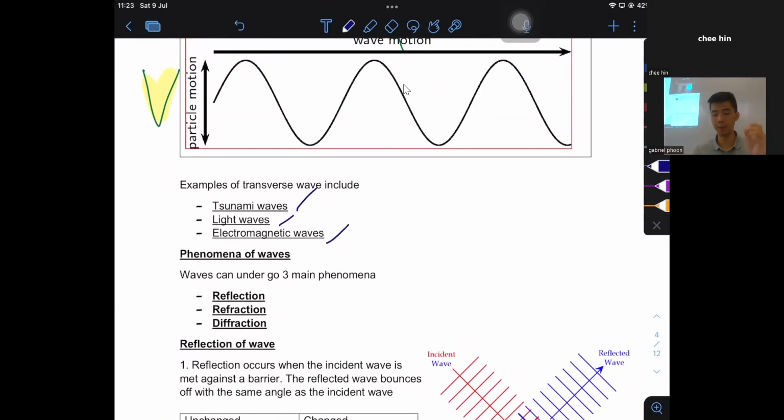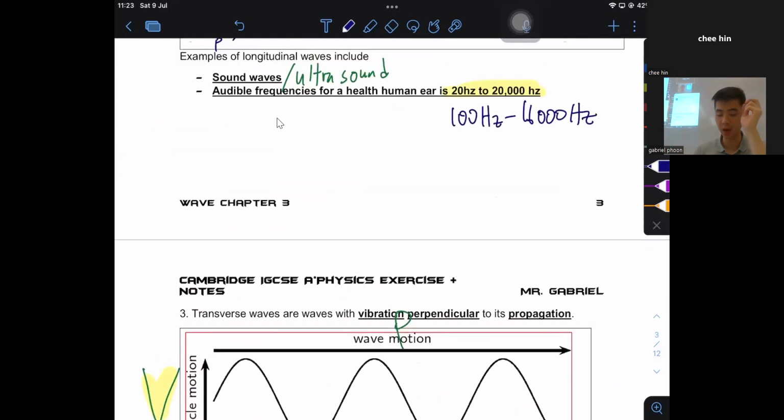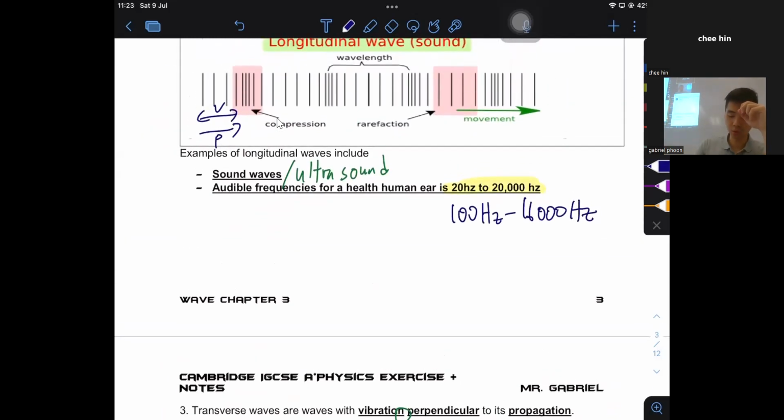They always ask this in your paper too. What is an example of a longitudinal wave? They'll give you a lot of random waves. You just need to know that sound and ultrasound are longitudinal waves. The difference between sound and ultrasound is that sound is anywhere from 20 to 20,000 hertz. Ultrasound is beyond 20,000 hertz. This is the main difference only. It's just a difference in the frequency. That's why it's called ultrasound.